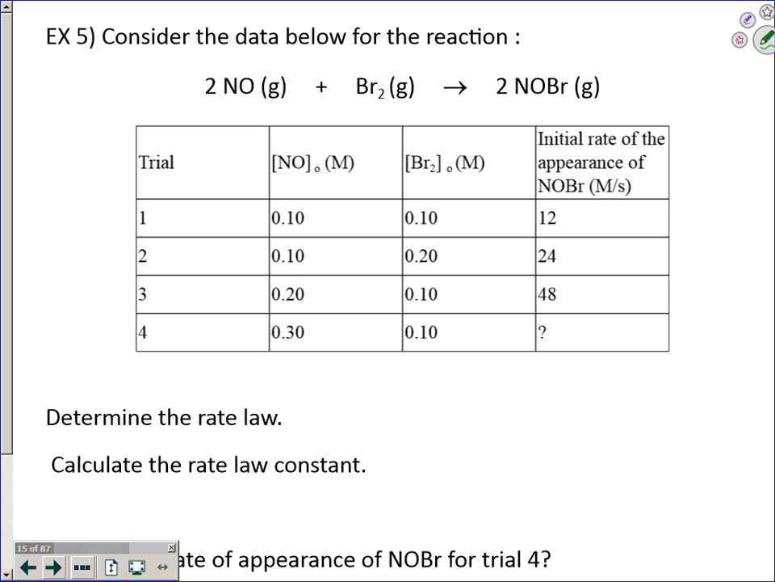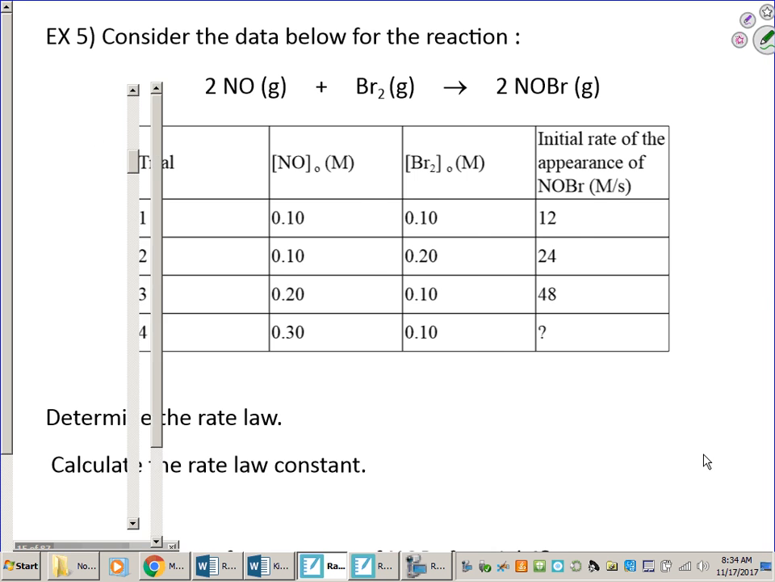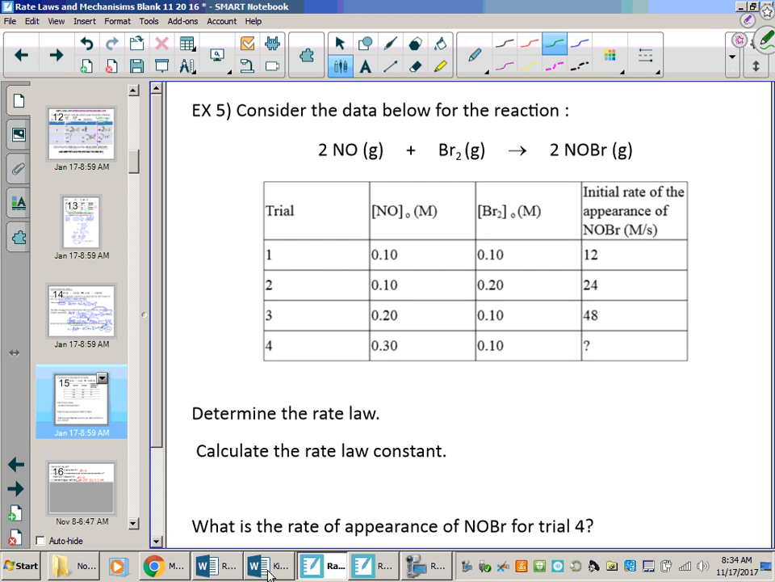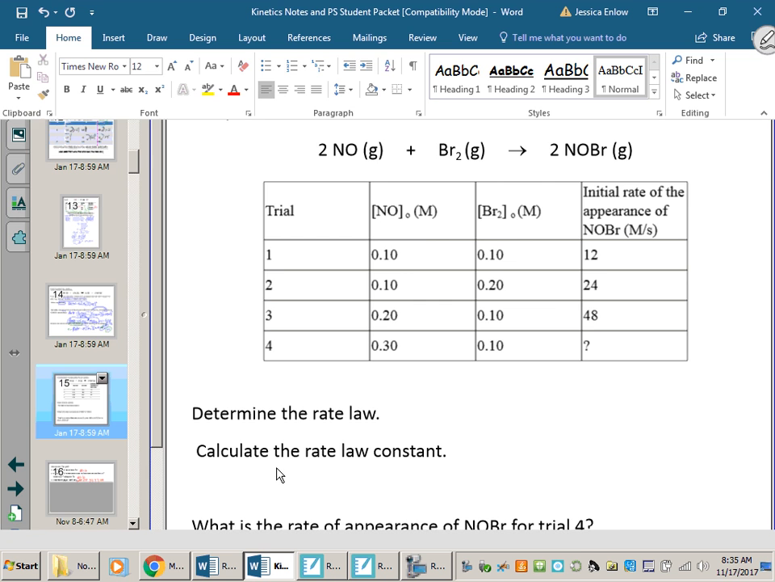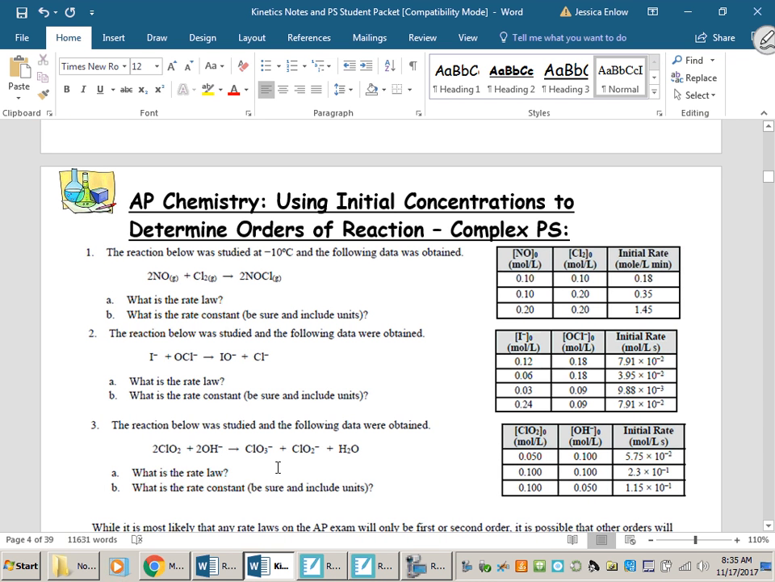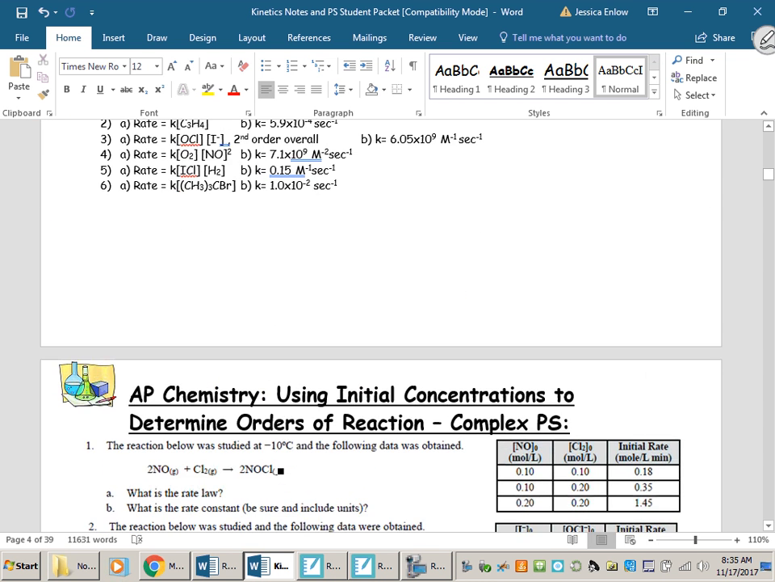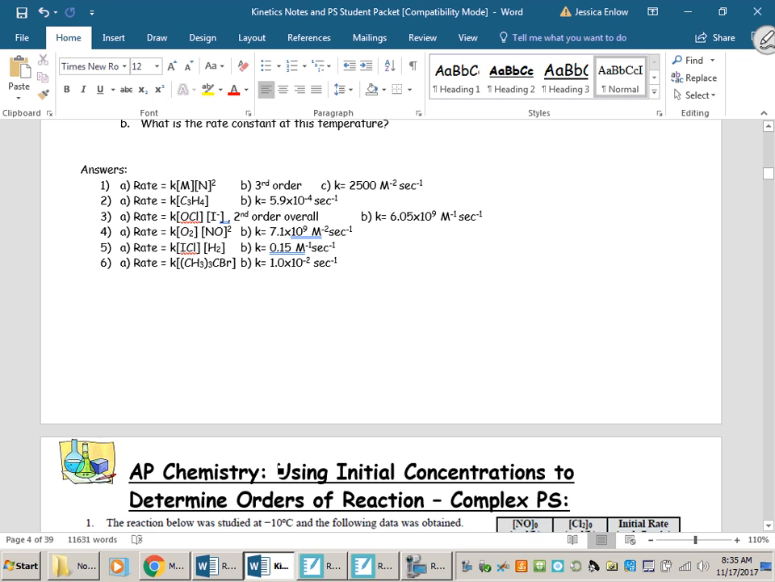Yes. Molar squared. That is another way to write it, yeah.